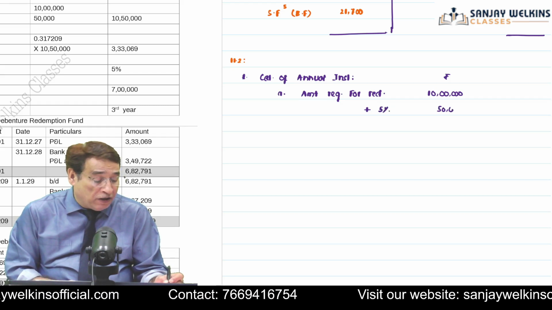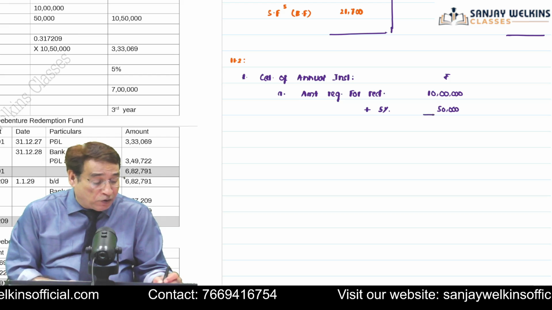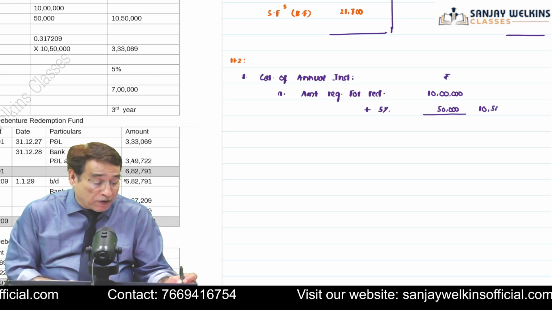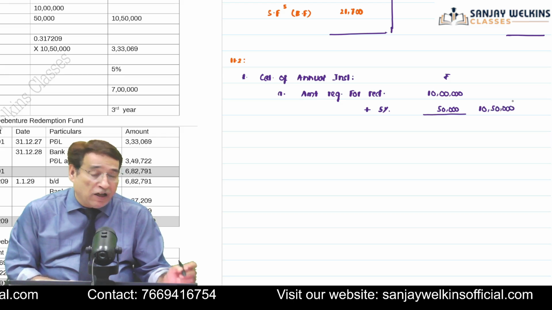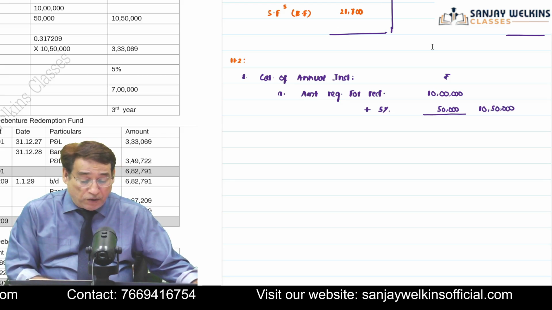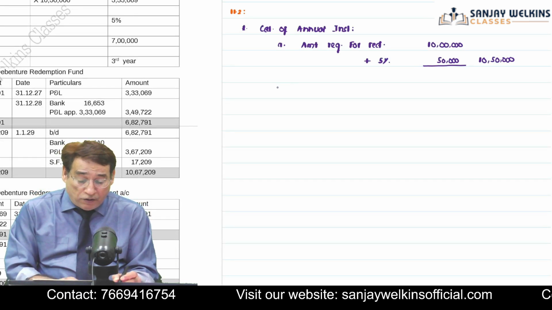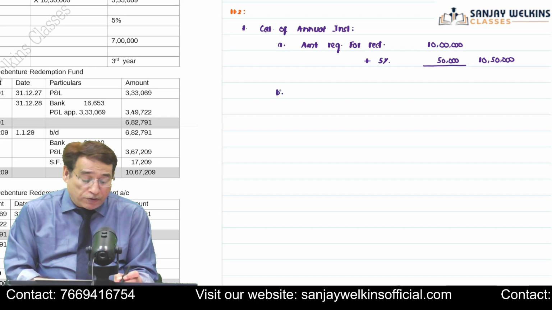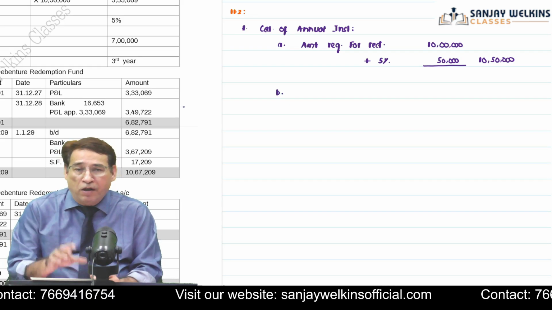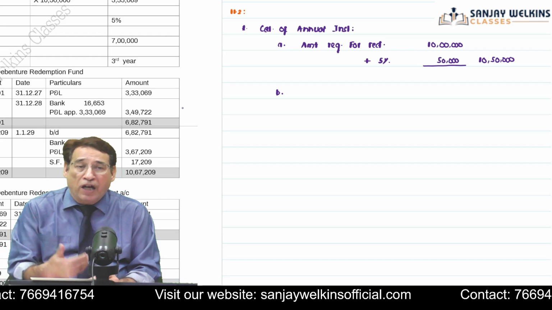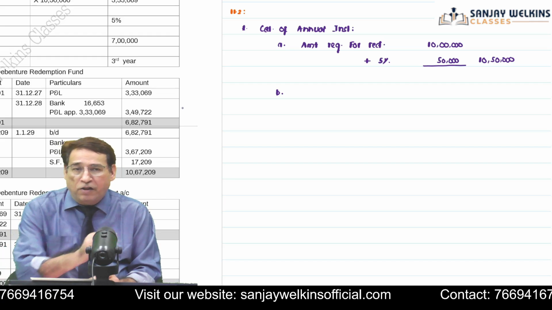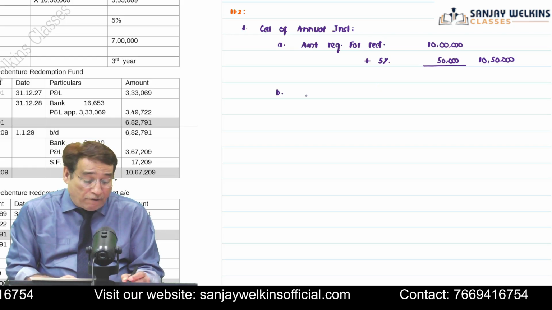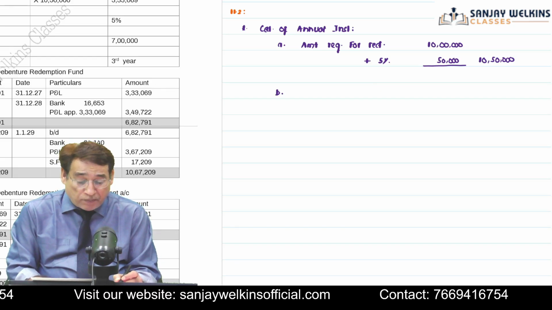So that means at the end of the 3rd year, we need to have 10,50,000 in our pocket. Isn't it? 10,50,000. Is it clear to you? Now, in order to compute the annual installment, as I told you, first of all, we need to find out the amount which we need to have in our pocket to repay the debentures. That happens to be 10,50,000. Isn't it? Now we have to again look at this particular figure.